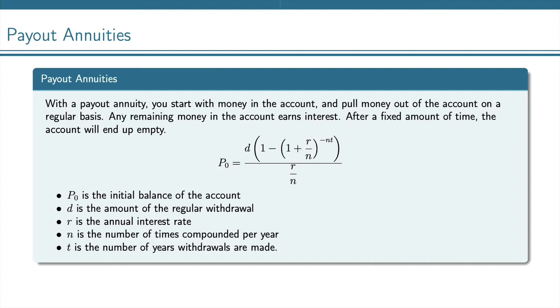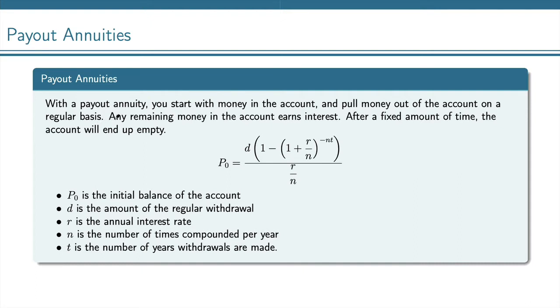A payout annuity is kind of the opposite of a savings annuity. Instead of you putting money in constantly, you are taking money out. The annuity is paying out to a beneficiary, essentially. So you start with money in the account and you pull money out of the account on a regular basis. So you're making regular withdrawals.